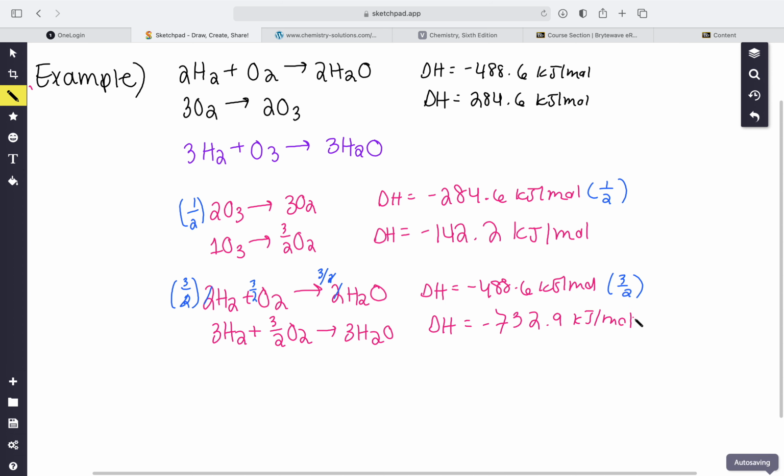Okay, so now what I'm going to do is I'm going to take this equation and this equation. I'm going to compare them, see if I still need to scale things. If not, we're good. We're going to cancel things that we need to, and we're going to get the final answer.